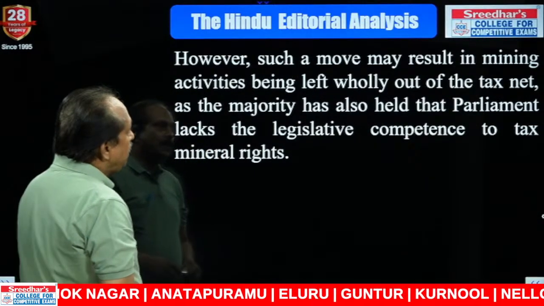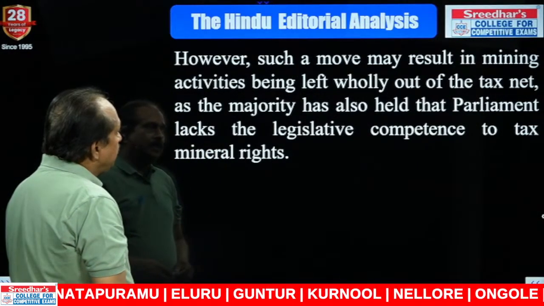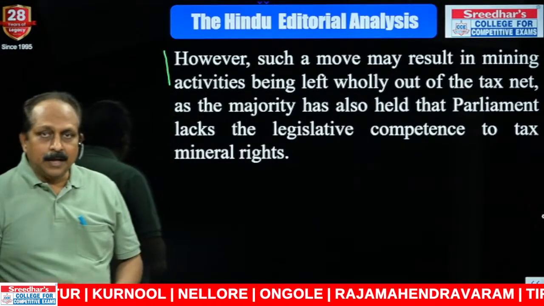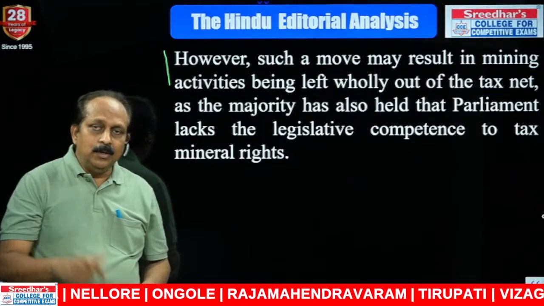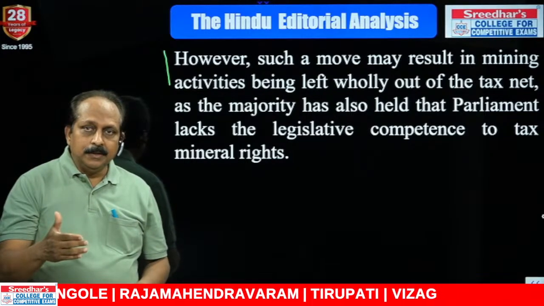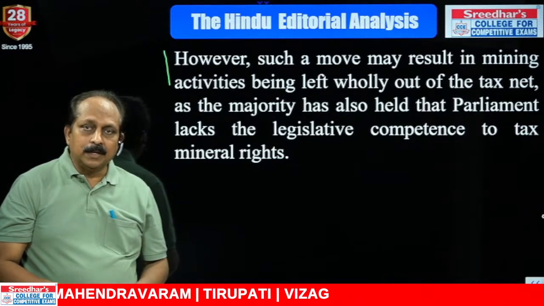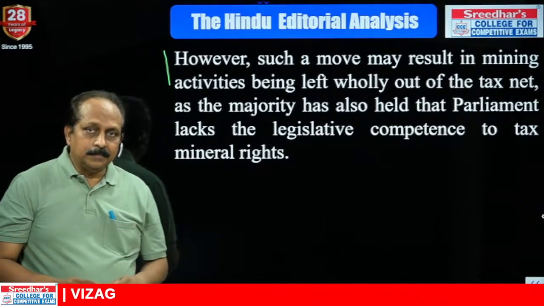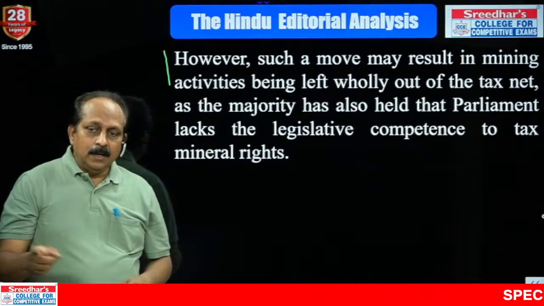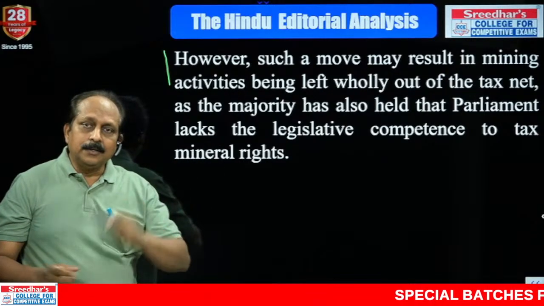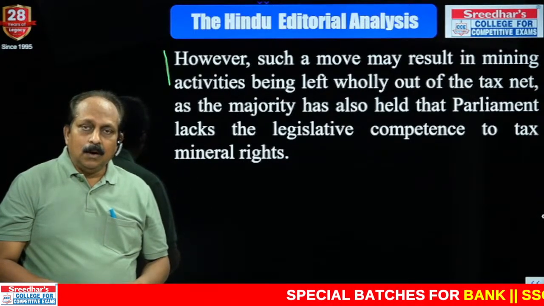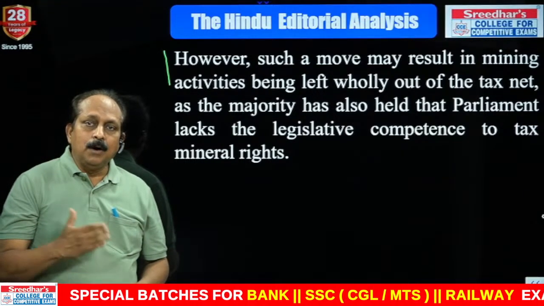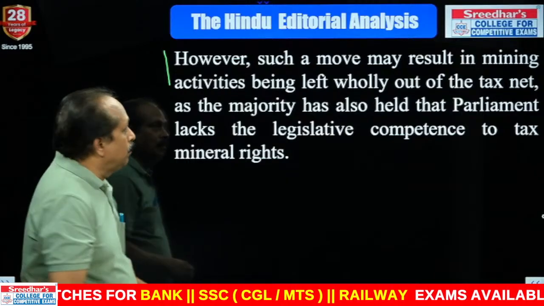However, such a move may result in mining activities being left wholly out of the tax net. Imagine the state imposes a tax, then the center regulates that and imposes a limit or may ban the state imposing the tax. Then what happens? The center cannot impose a tax. The state can impose a tax, a particular state imposes, then the center bans that one or does not allow that to happen. What is the net result? Minerals can never be taxed. That's what the sentence talks about.